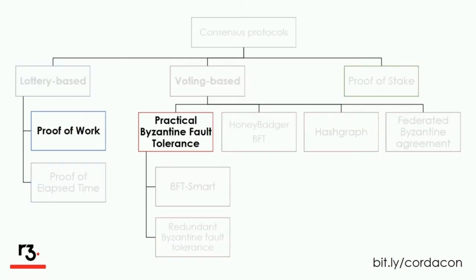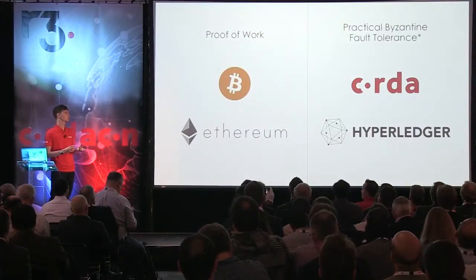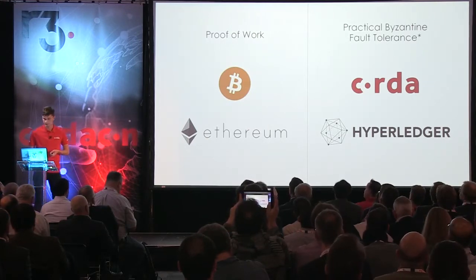Instead, I'd like to focus on proof of work and PBFT, practical Byzantine fault tolerance, as they're famously used by different public blockchains, such as Bitcoin or Ethereum, and private DLT platforms or blockchains like Corda or Hyperledger Fabric.